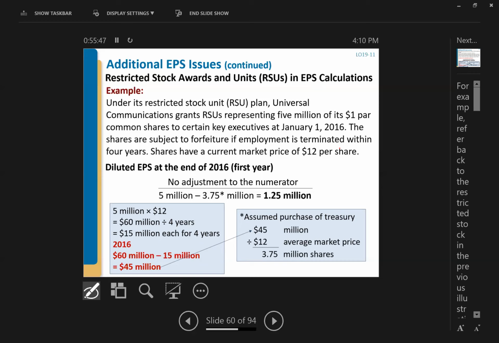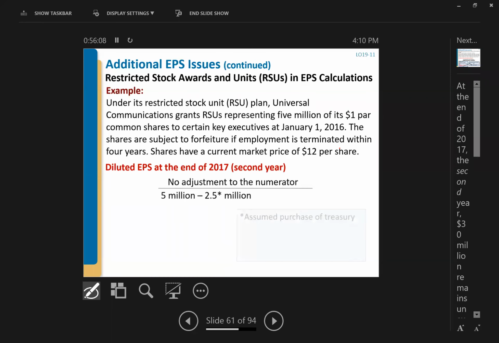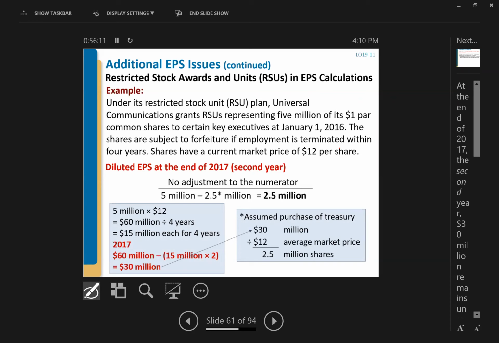In 2016, all right, we had the 60 million subtract the 15 million because we're amortizing that over the 4 years, right? And so the assumed purchase of treasury stock, 45 million, divided by the average market price is 3.75. At the end of 2017, we reduced that because of 2 years of the compensation expense. Brings it down to, dilutive would be the effect, 2.5 million shares subtracted from, I should say, not increase, the denominator.